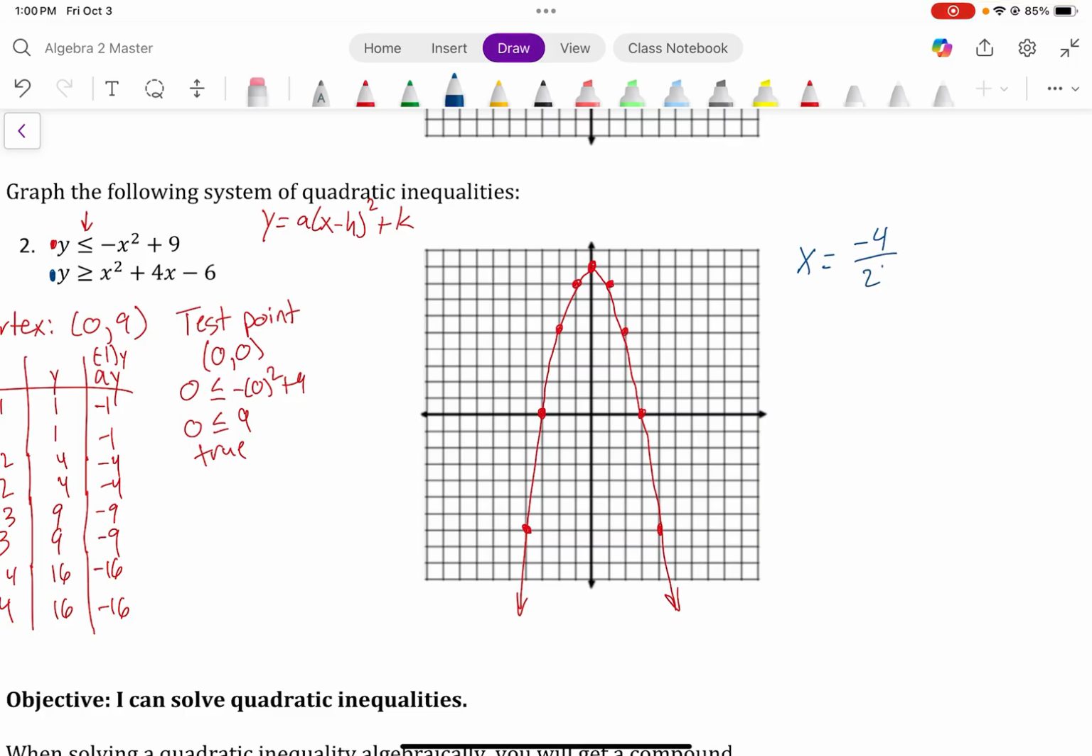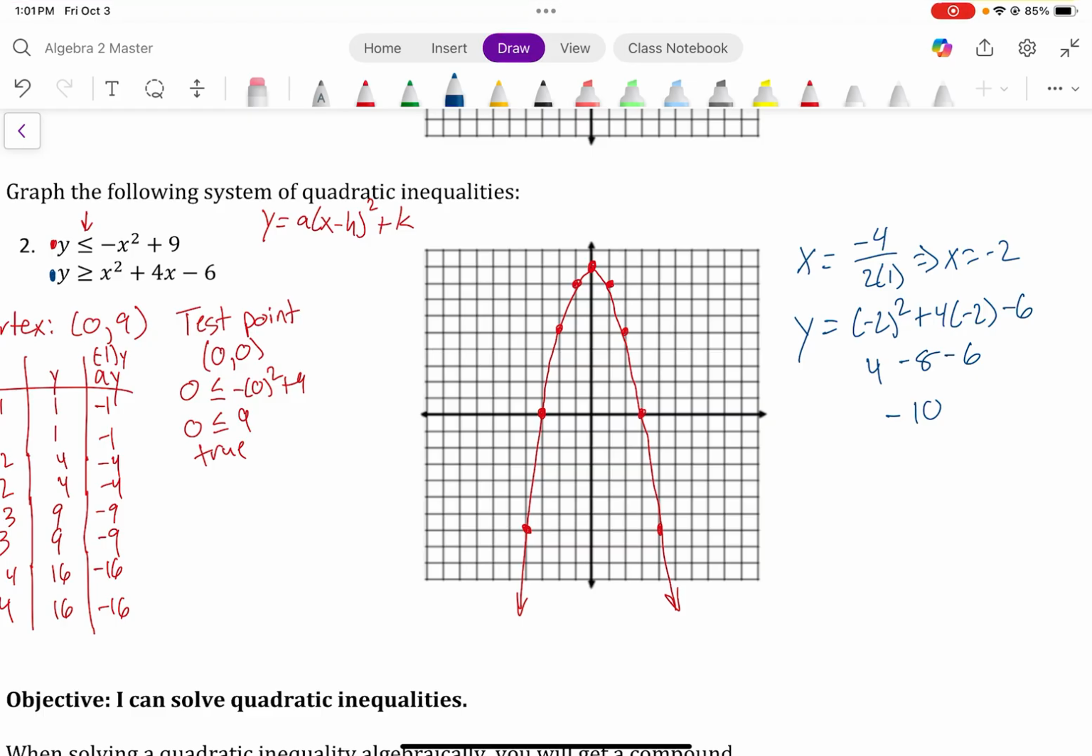-b over 2a gives me x equals -2. So x equals -2 is my axis of symmetry. Think of it as y equals -2 squared plus 4 times -2 minus 6. Just plugging that into the inequality gives me 4 minus 8 minus 6.